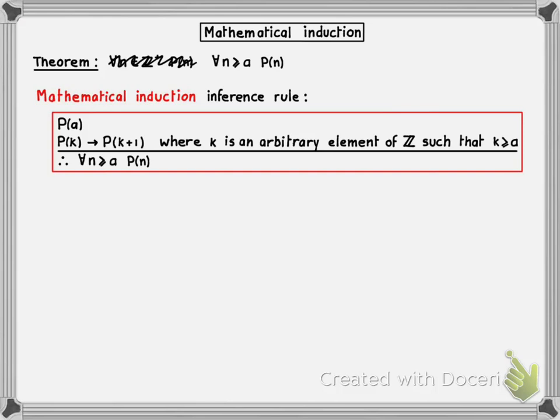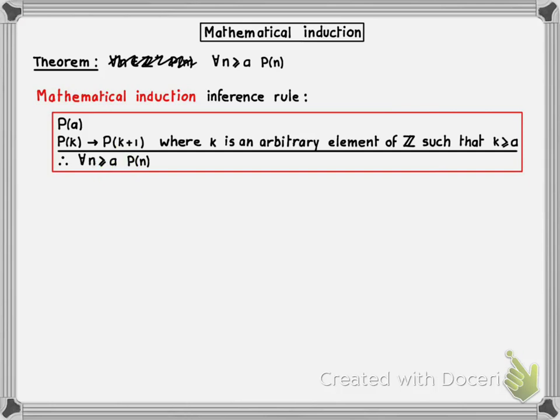Now, why does this rule make sense? Well, again, if P of a is true, and P of a implies P of a plus 1, then we can infer P of a plus 1. If P of a plus 1 is true, and P of a plus 1 implies P of a plus 2, then we can infer P of a plus 2, and so on and so forth for all values of n greater than or equal to a.